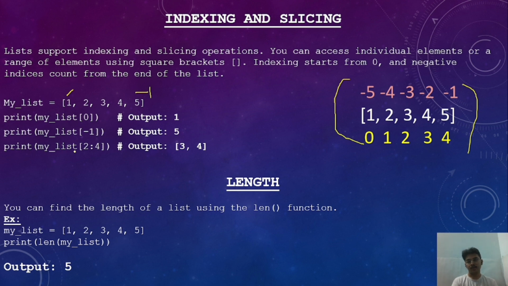Then print my_list[2:4], that is 0, 1, 2. It includes only the elements at index 2 and 3 from the list. So 3 and 4 is the output for this last statement. Then length. You can find the length of a list using the len function. my_list equals 1, 2, 3, 4 and 5. print(len(my_list)) prints the number of elements inside the list. There are 5 elements inside the list, so it prints 5.